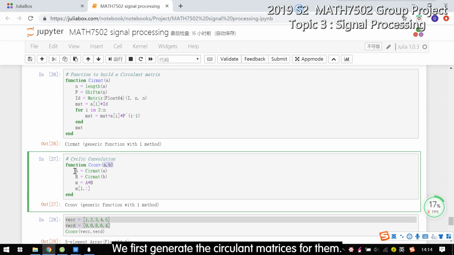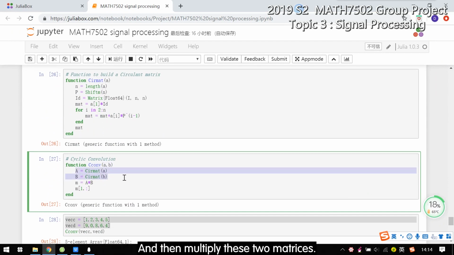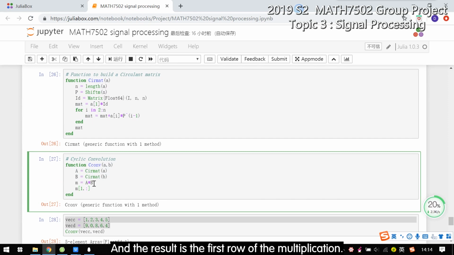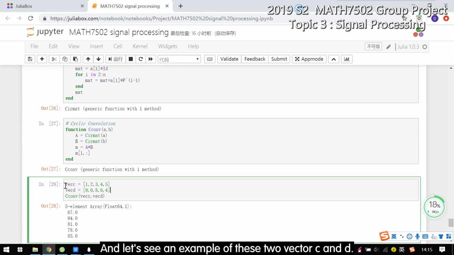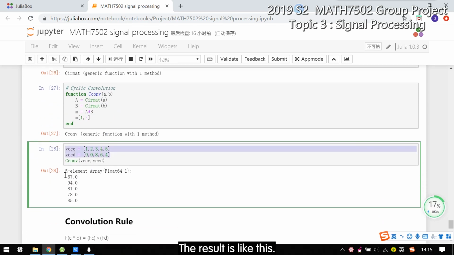We first generate the circulant matrix for them, and then multiply these two matrices, and the result is the first row of the multiplication. And let's see an example of these two vectors c and d. The result is like this.